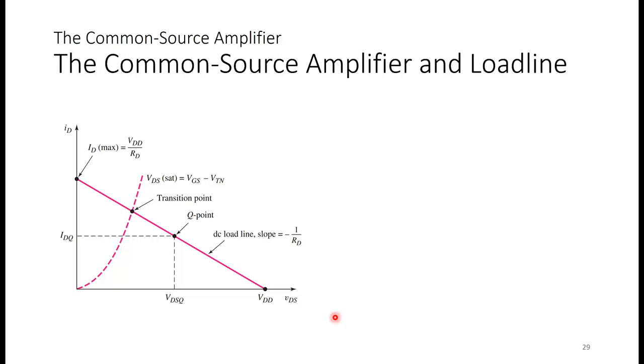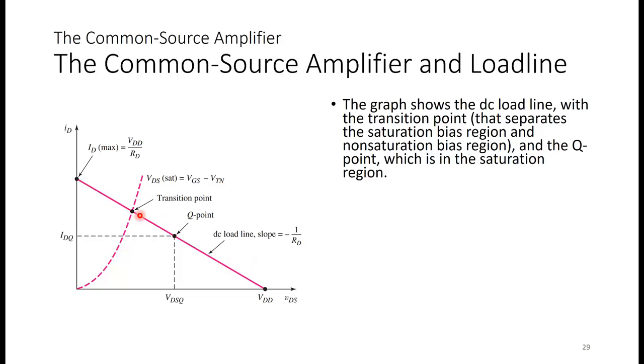Now let's look at the common source amplifier and the load line we covered earlier in part 1, just relating it back. This graph shows the DC load line with a transition point here that separates the saturation bias region and the non-saturation bias region. It also shows the Q point, which should be in the saturation region if you're talking about a linear amplifier.